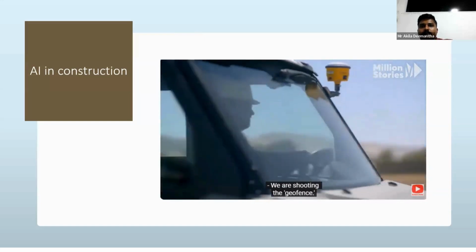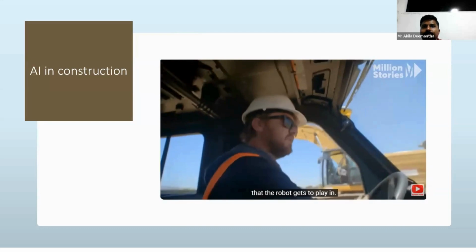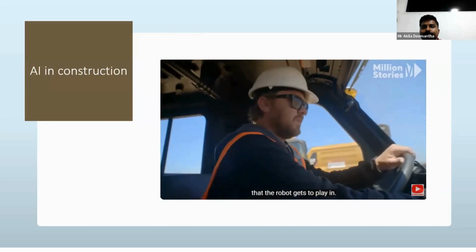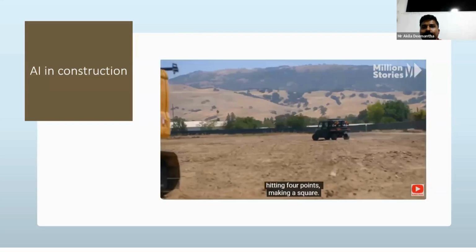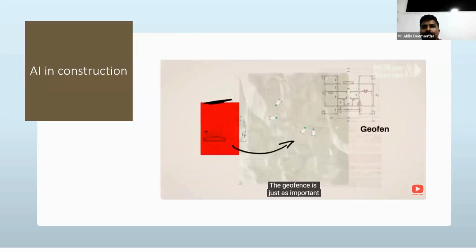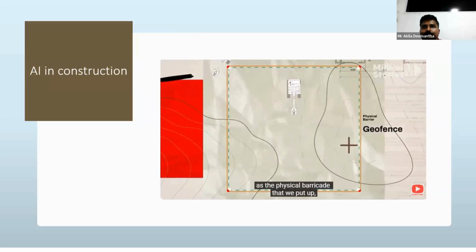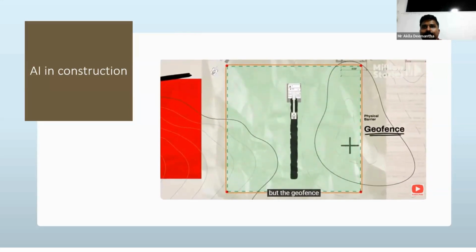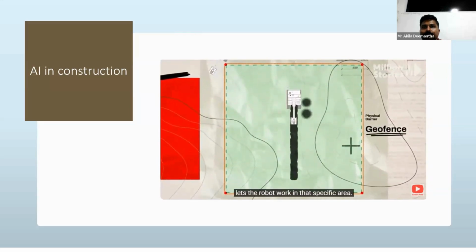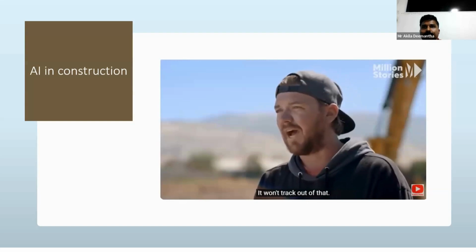We are shooting the geofence. The geofence is a sandbox that the robot gets to play in. So right now we are hitting 4 points, making a square. The geofence is just as important as the physical barricade that we put up, but the geofence lets the robot work in that specific area. It won't swing out of that. It won't track out of that.